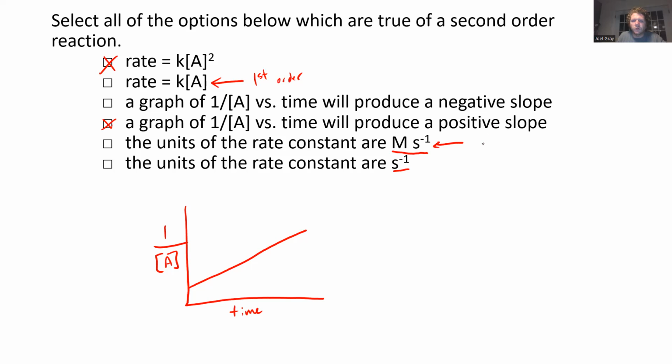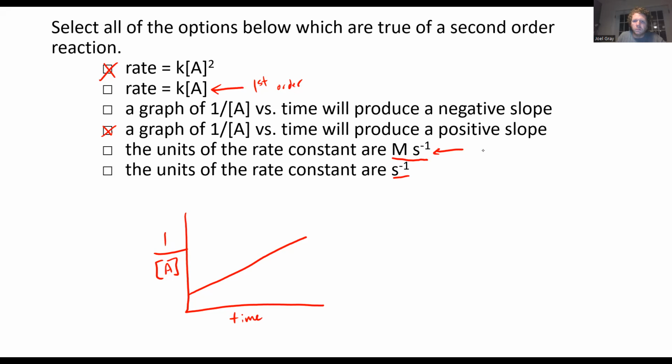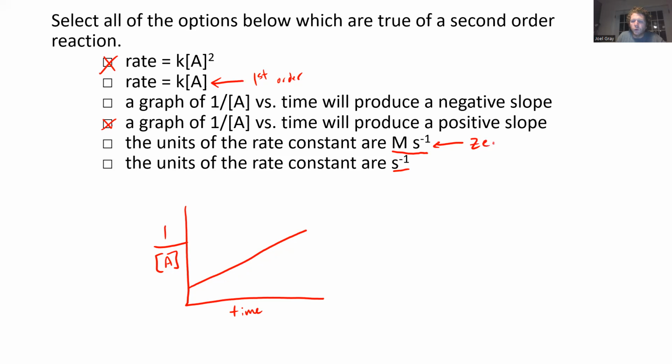The rate constant for a 0 order reaction has units that are molarity per second. So this is a 0th order rate constant, whereas inverse seconds, that is your rate constant for a first order reaction. So our correct answer here is, well, this one and this one. The next two were tempting, but neither one of those is actually correct.